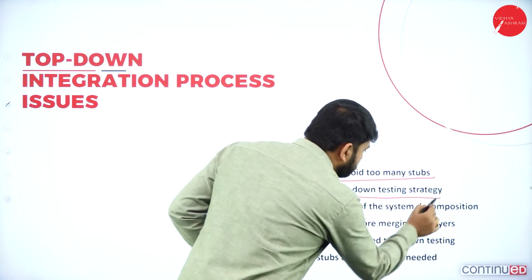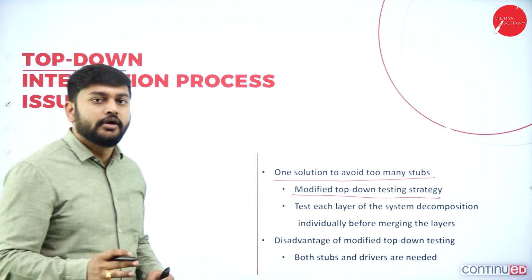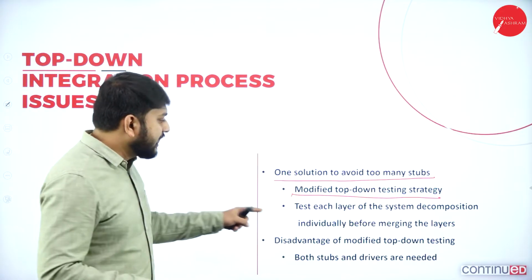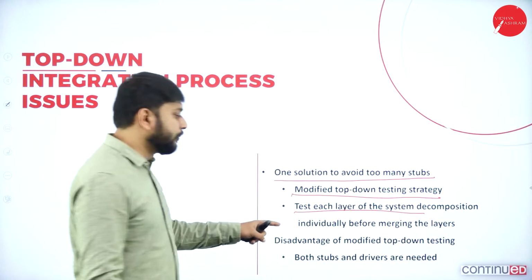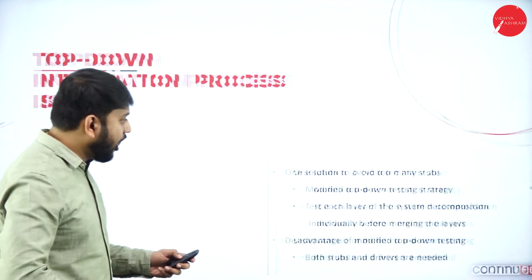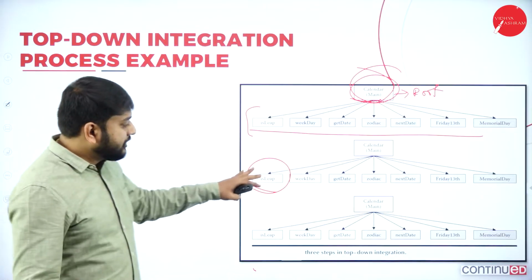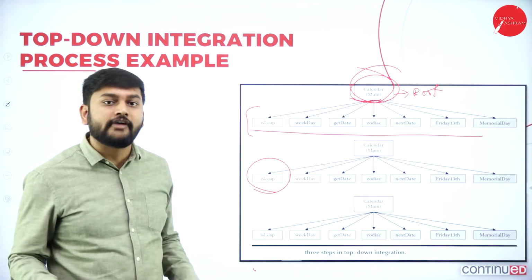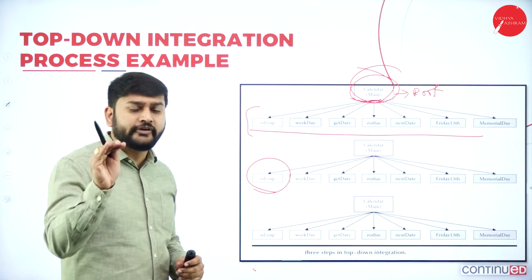Modify the top-down testing strategy. So you change the strategy of how you are doing the integration. Test each layer of the system decomposition individually before you merge the layers. What is the meaning of it? Why do we need this? When I'm testing this, I need all the subsystems, and I will be replacing those with the stubs. That is what I was doing.